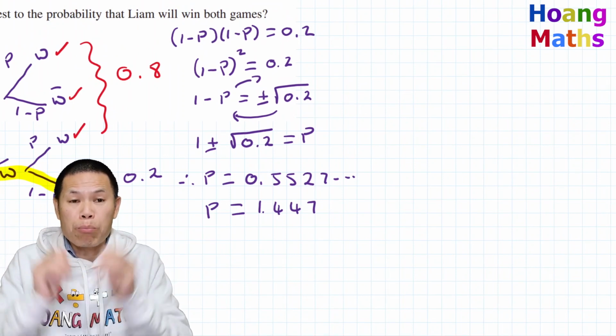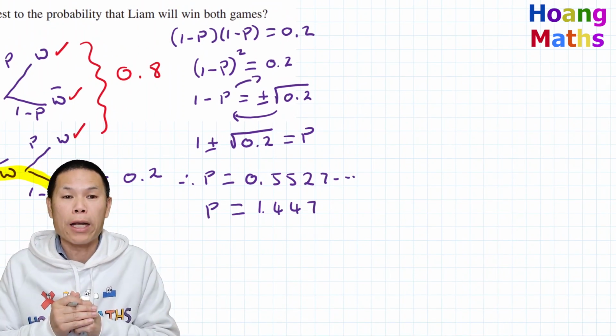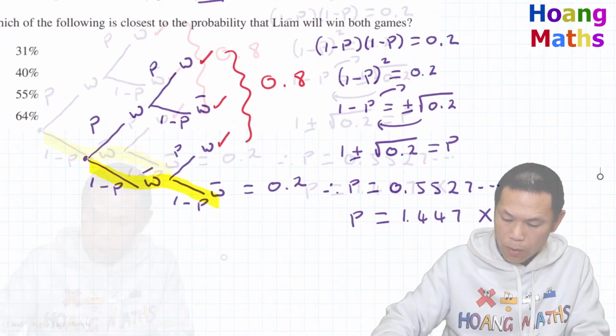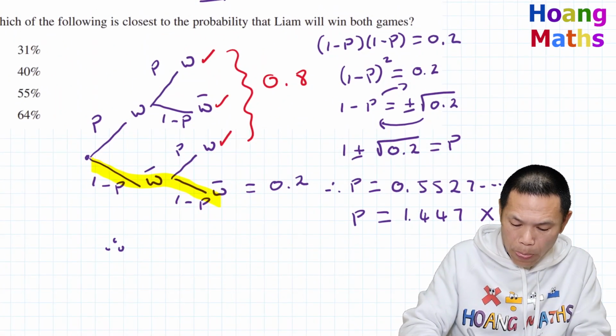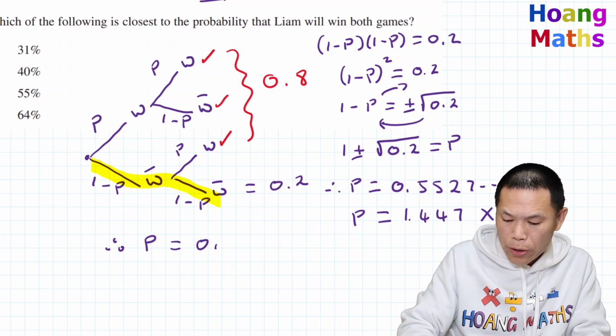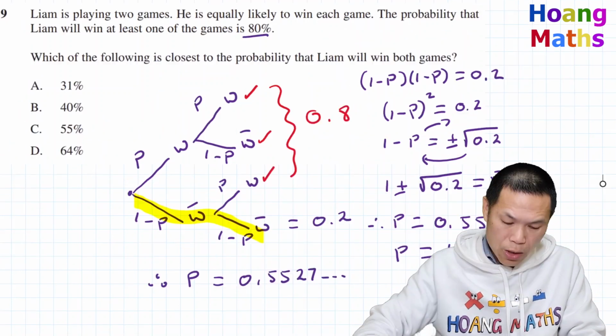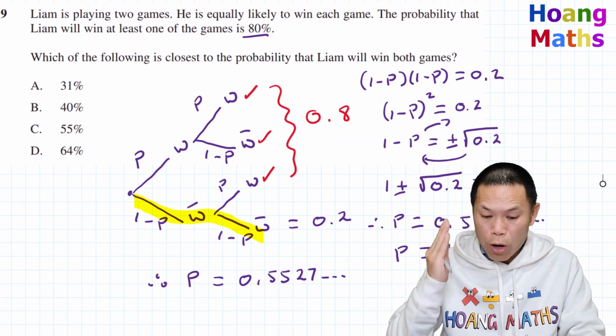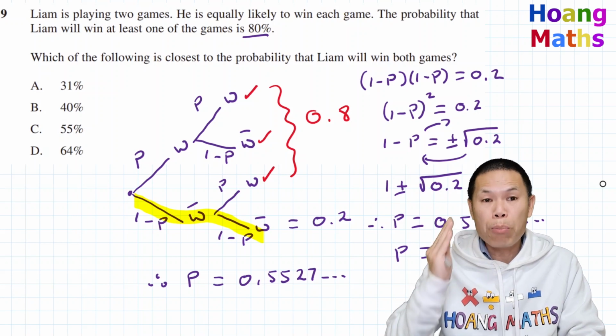But then we know that probability cannot be greater than 1. So this is not the answer. So therefore, P is equal to 0.5527. So the question is, which of the following is closest to the probability that Liam will win both games?